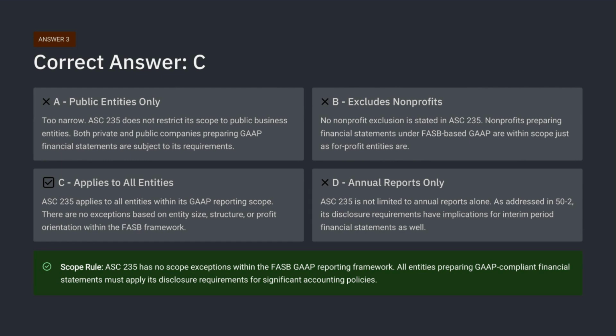Option A is too narrow because ASC 235 is not public entity only. Option B is incorrect because no non-profit exclusion is stated for entities preparing FASB-based GAAP financial statements. Option D is incorrect because ASC 235 is not limited only to annual reports. Paragraph 50-2 also addresses interim period logic. The scope rule is simple. Within its GAAP reporting scope, ASC 235 has no entity type scope exceptions. Policy disclosure is not a luxury feature reserved for public companies. If significant accounting policies affect user understanding, they need to be communicated.